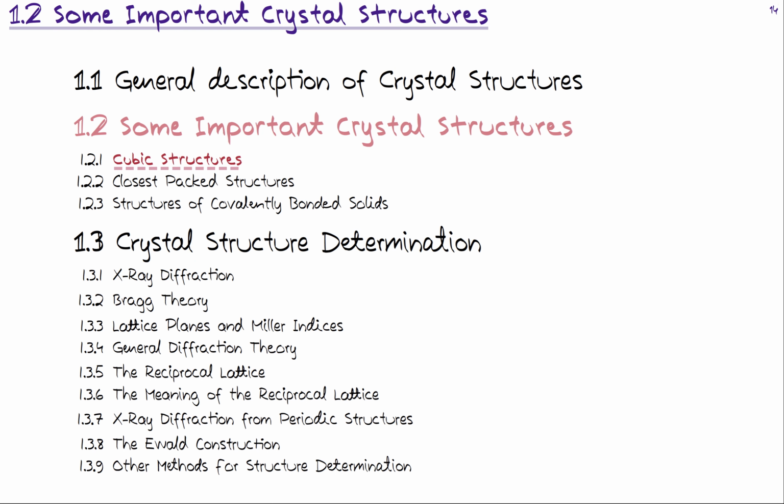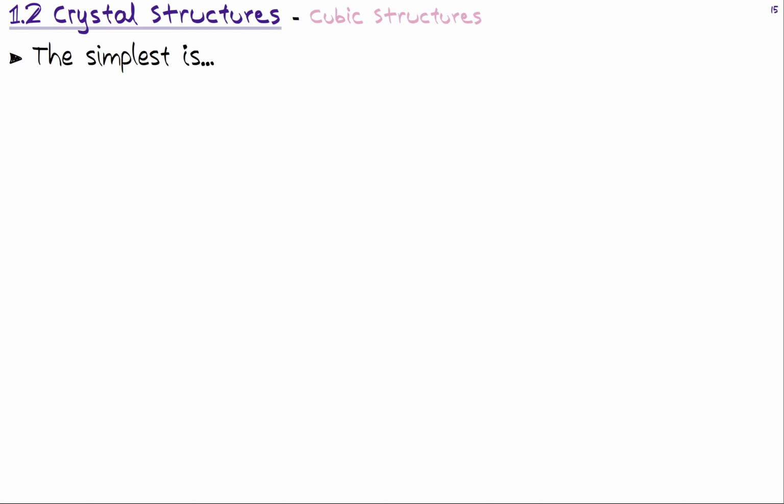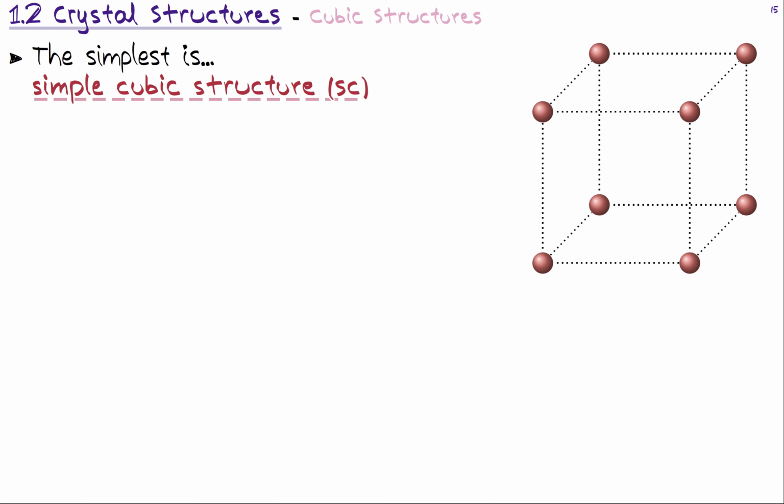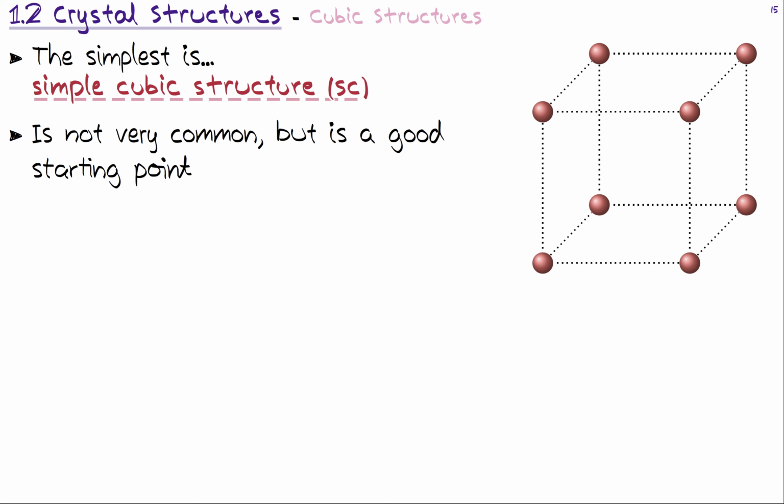Let's now go through the different cubic structures in more detail. The simplest one we can imagine is a simple cubic structure, abbreviated SC, and that's shown here, similar to the previous figure. It's not very common when we are actually forming solids, but it's a very simple case, so it's a good starting point because of that.